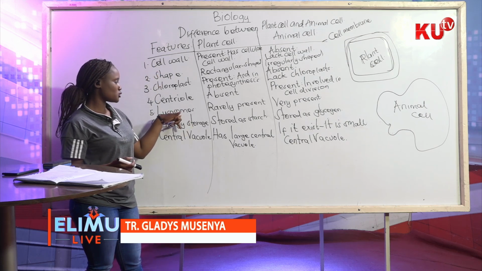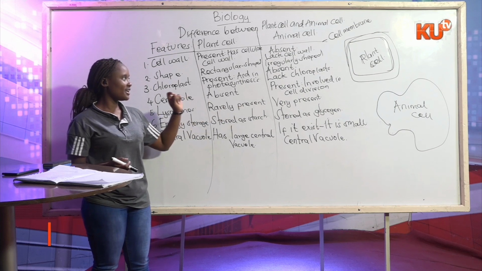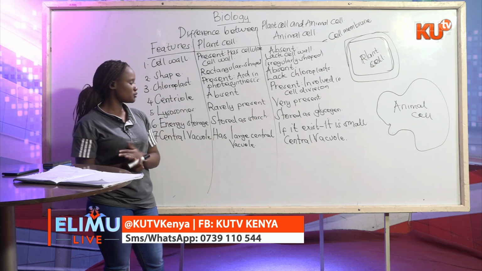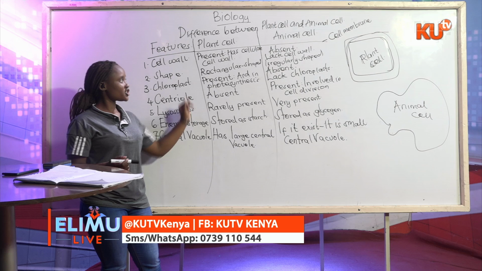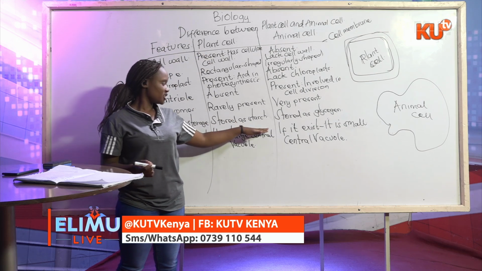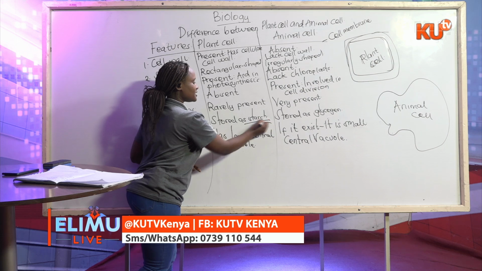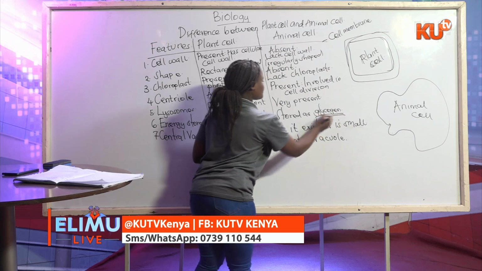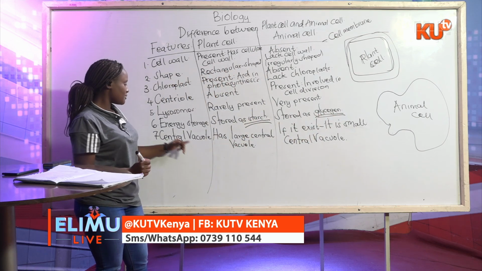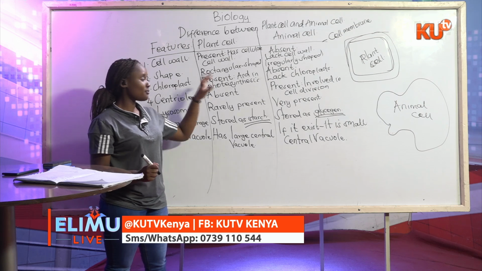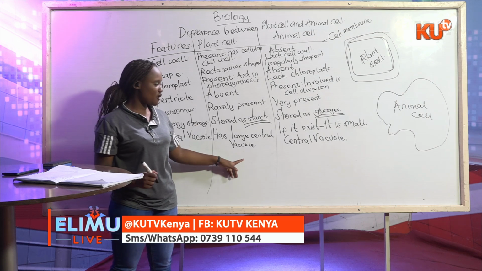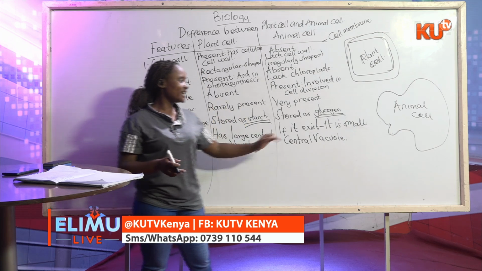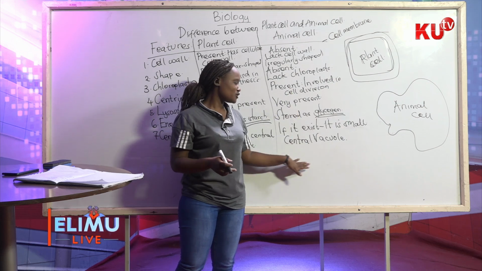Now we have the lysosome. It is rarely present in the plant cell, but very present in the animal cell, where it helps with worn out tissues. For energy storage, in the plant cell it is stored as starch, and in the animal cell it is stored as glycogen. Now we go to the 7th, the central vacuole. The plant cell has a larger central vacuole, and in the animal cell it might not be there, or if it exists, it is a smaller central vacuole.